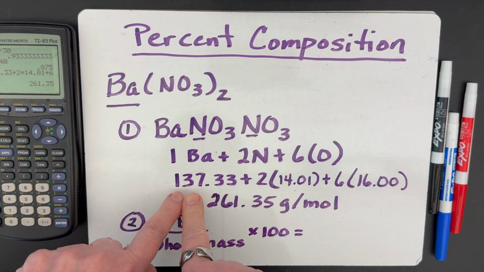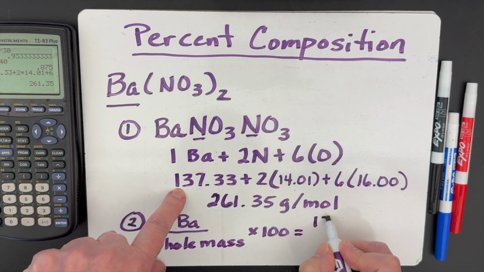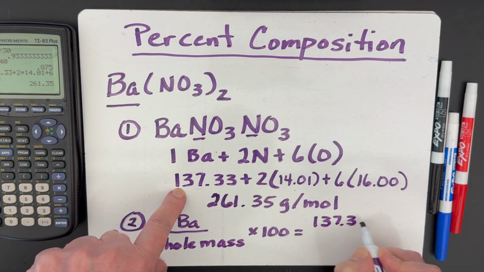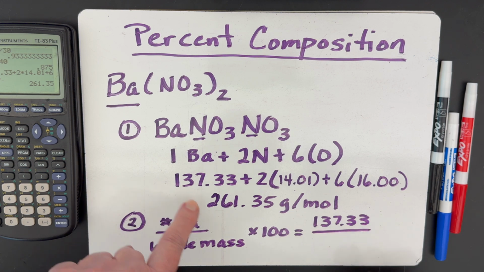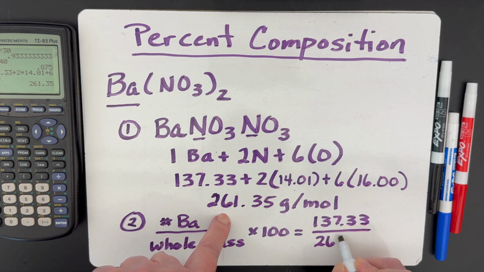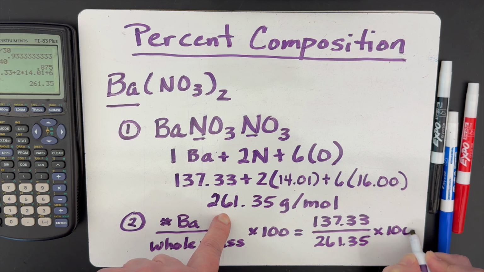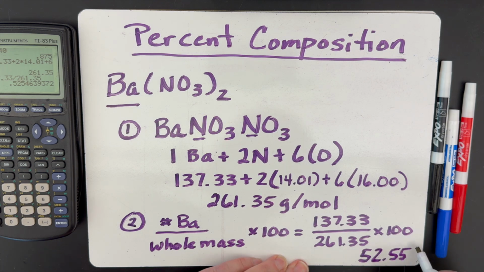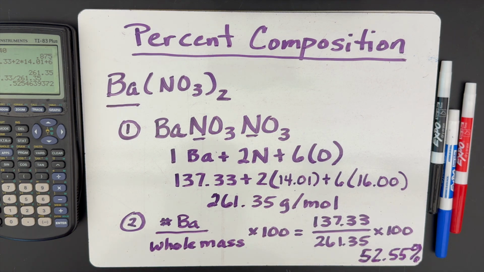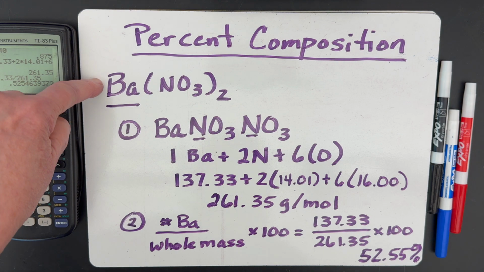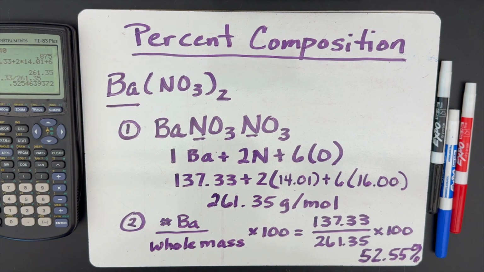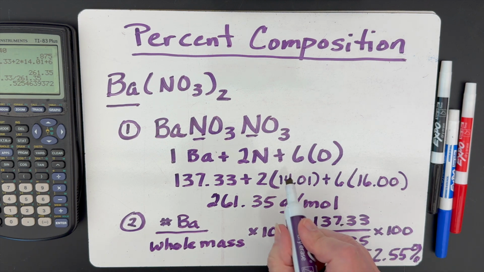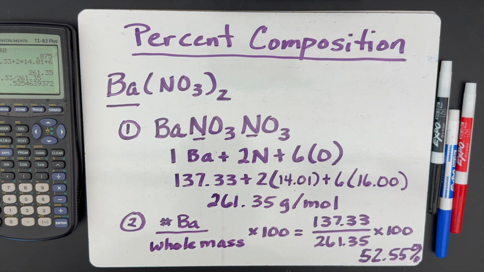So we already looked up Ba. It was 137.33. The mass of the whole compound is 261.35 times 100 is 52.55%. So a little over half the mass of this compound is taken up by this one atom, the barium, because the barium was so heavy compared to the nitrogen and the oxygen.